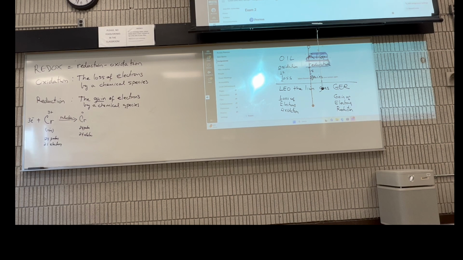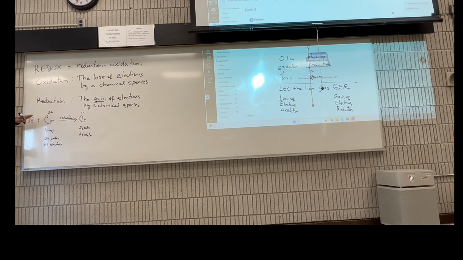Yes? Didn't you say that the number of electrons wasn't changing? The number of electrons can change. The number of protons never changes. Yes, so thanks for that clarification. The number of protons cannot change, because if it changes, you change the element. It's no longer chromium. But electrons can come and go. You can add, remove, or they can stay the same.